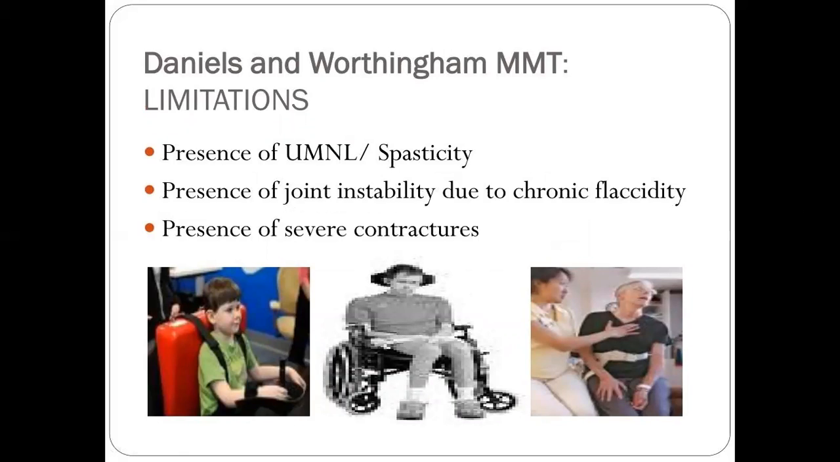Daniels and Worthingham's MMT limitations are the presence of upper motor neuron lesions, spasticity, presence of joint instability due to chronic flaccidity, and presence of severe contractures.